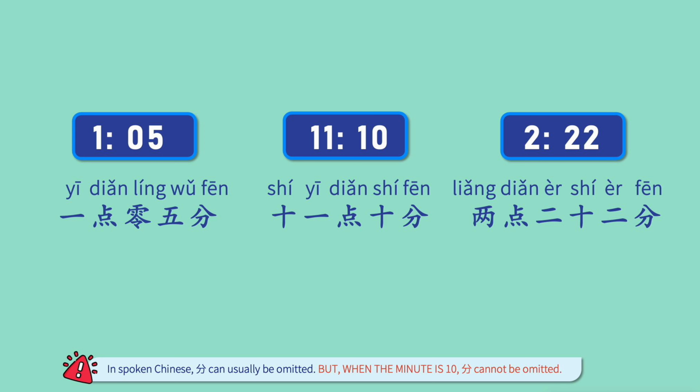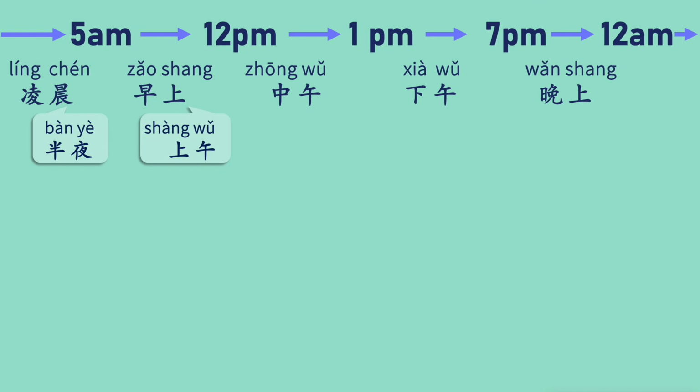Then AM, PM. From 5 a.m. until the noon time, 12, this is morning for us. 早上. And you also can say 上午. For the noon time, around 1 hour, 中午, noon, 中午.